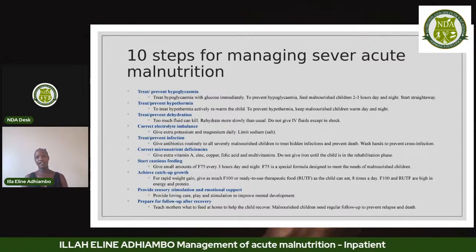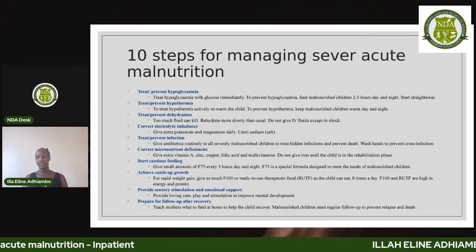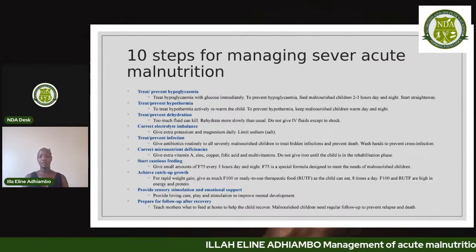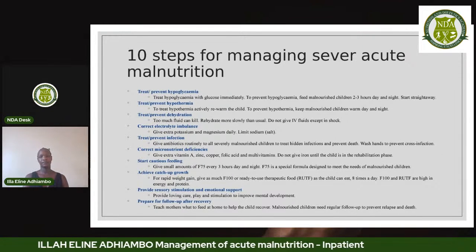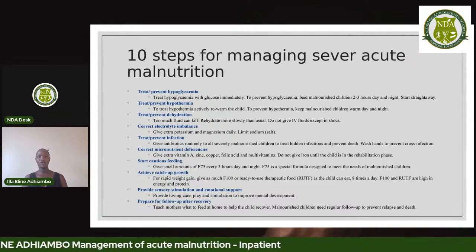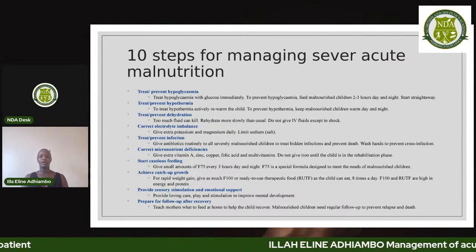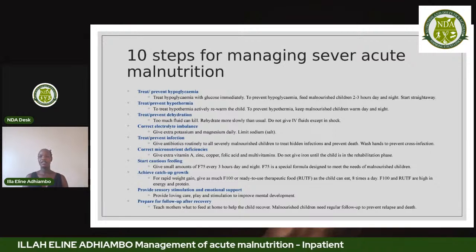So, what are the 10 steps of managing severe acute malnutrition? Once we've identified this child, and we've admitted this child in the hospital, what are we going to do now? Okay, the first thing we're going to do is treat and prevent hypoglycemia. And this is done by giving glucose to prevent hypoglycemia.